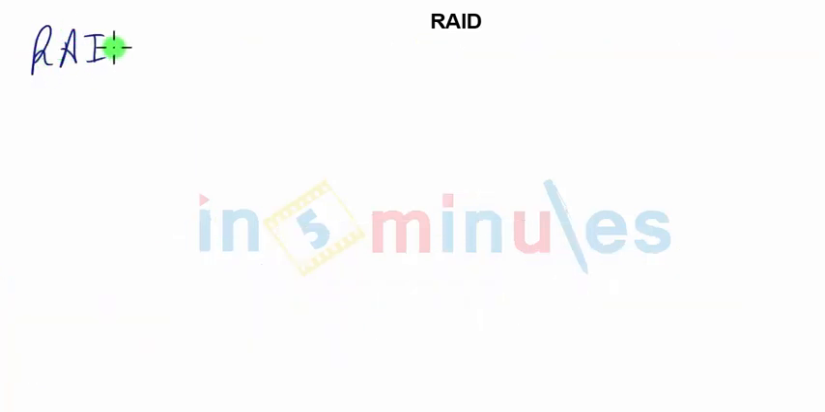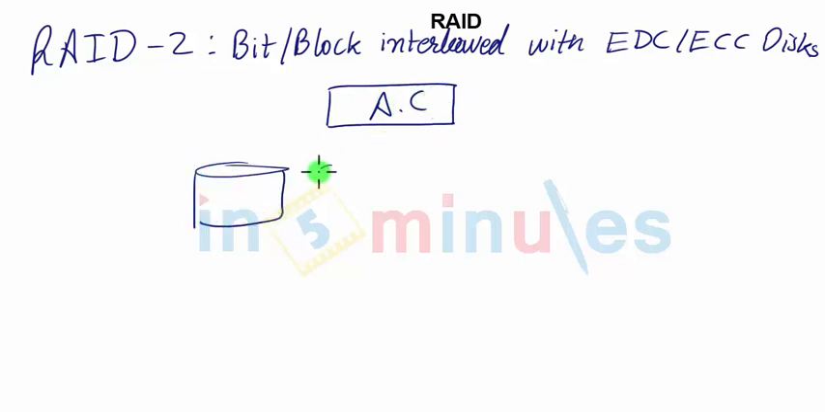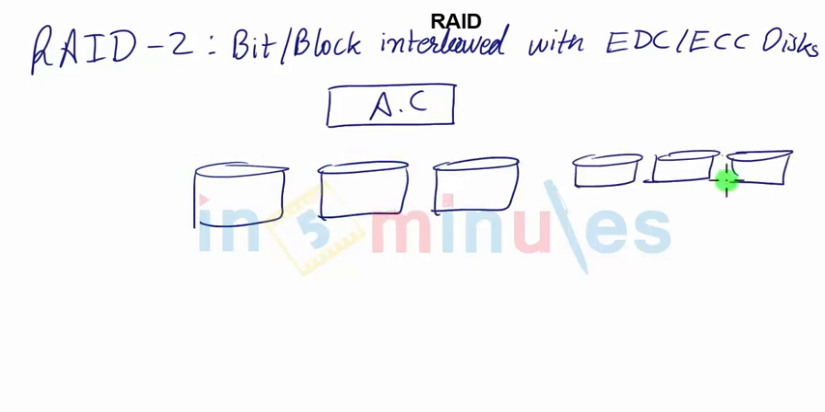Going with RAID 2. The RAID 2 which we have left away was called bit or block interleaved with error detecting, error correcting disks. Now, what do you mean by this? What is the name and what is the meaning of it? Let's try to understand. The way it works is unique, although it is not generally used now. Array controller. Now, you would be having two sets of disks.